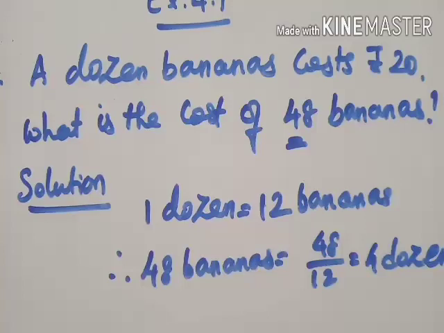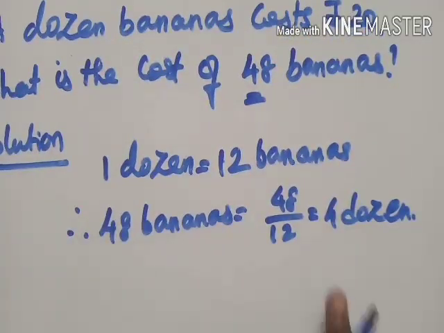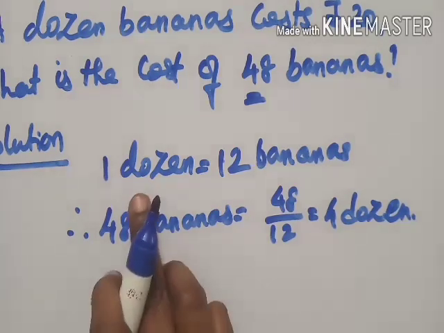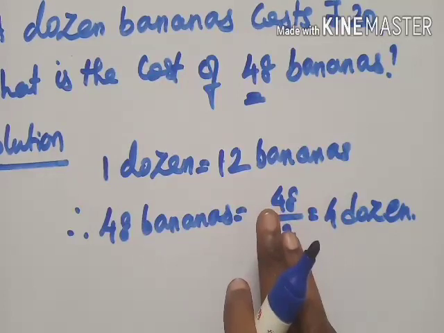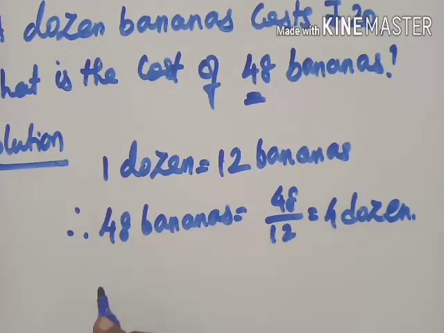Yes. Here, the cost of 1 dozen is given. We have to find out the cost of 4 dozen bananas. Instead of converting dozens to numbers, we can do that sum like in that method also. We can do it, no problem.